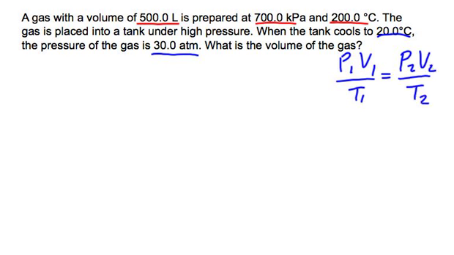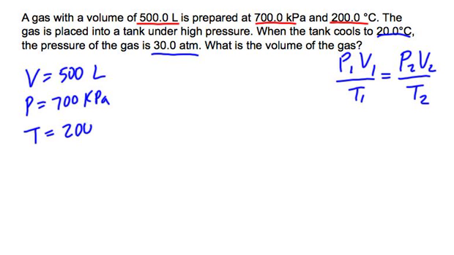And you want to start these problems by just writing down everything you know. So the first thing we see is there's a volume, and the volume is 500 liters. And then it's at a certain pressure of 700 kPa and a certain temperature of 200 degrees Celsius. And since these are all talking about the same gas, the same conditions, I want to connect them by saying V1, P1, and T1. I could have called them V2, P2, and T2, but whatever. These are the first ones listed. I'll call them V1, P1, and T1. It doesn't make a difference.